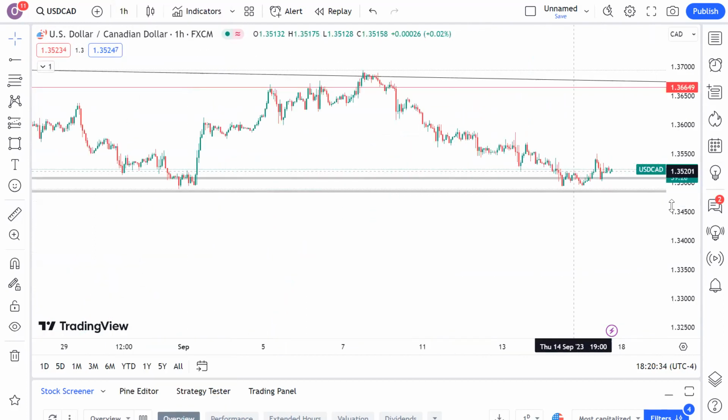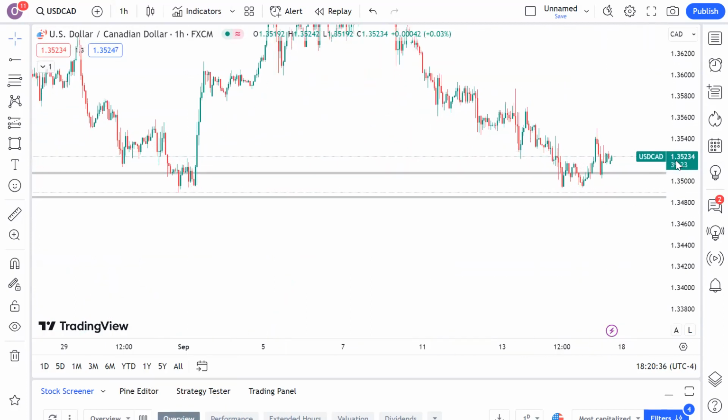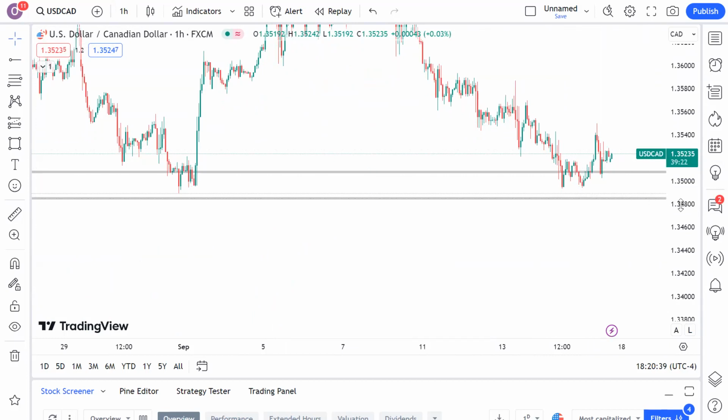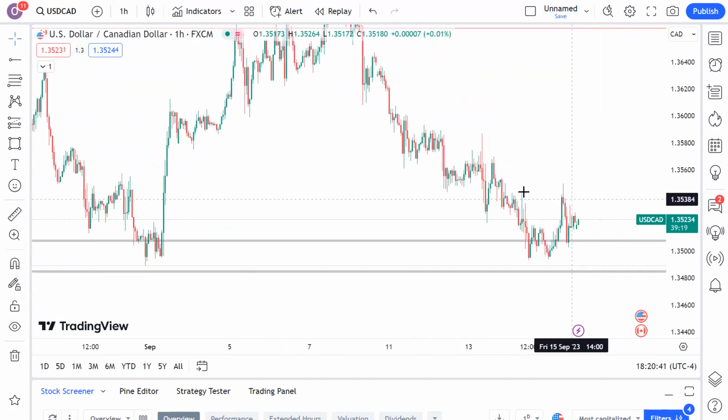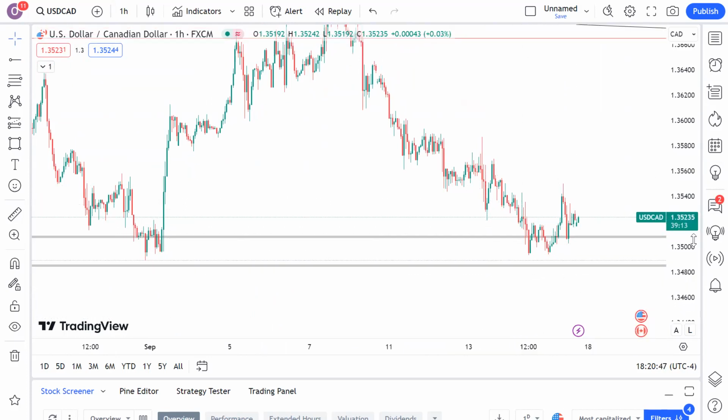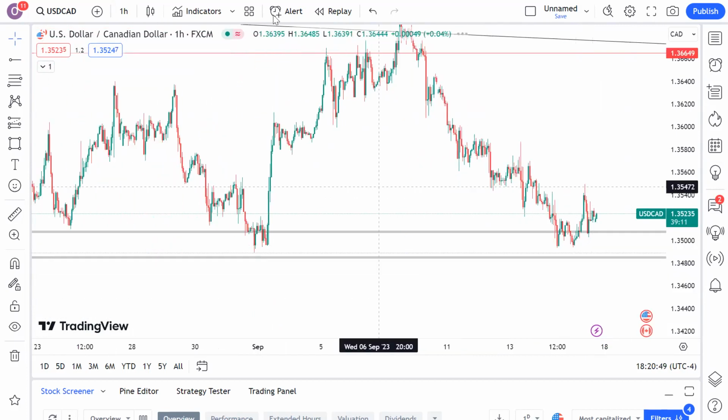I wish I still had the position from when I took it, but I guess I deleted it. But I'm still in a buy. I'm just looking for bullish momentum off of this resistance level down here, right? So that's how I feel about USD CAD.